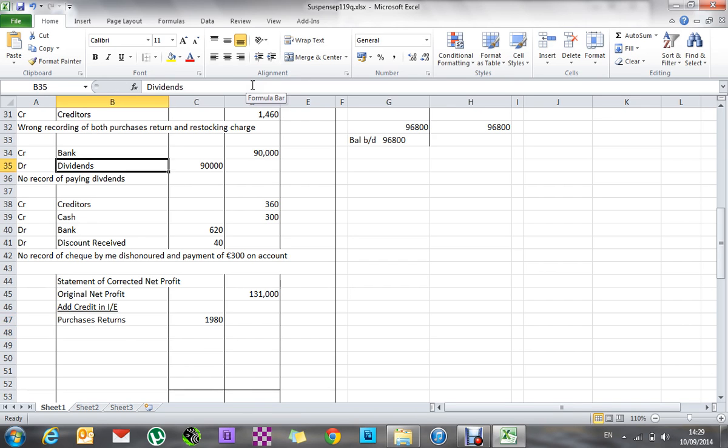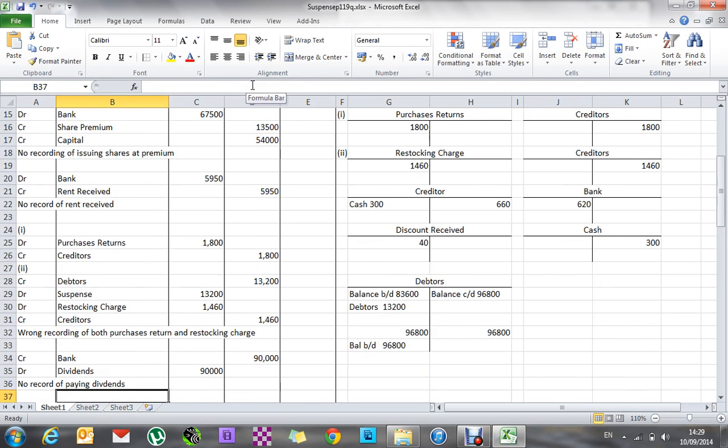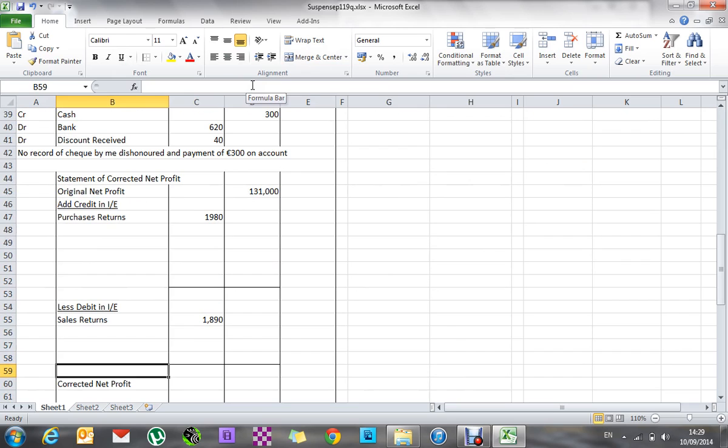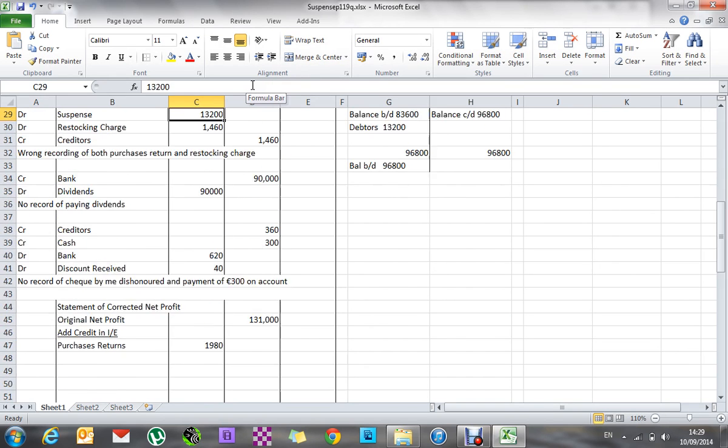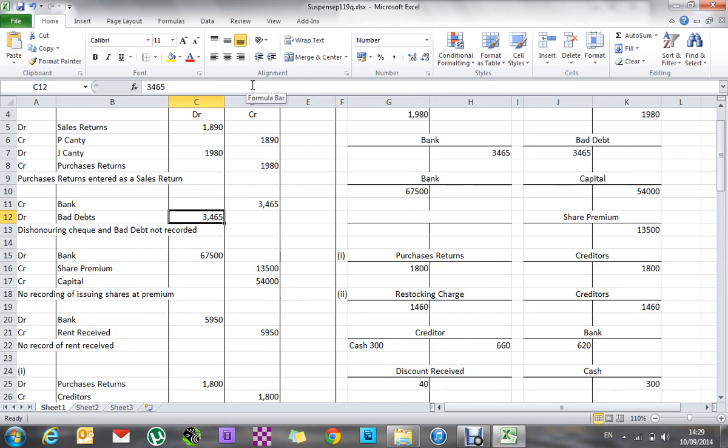Okay, next one after that. Again, I'm scrolling down, seeing is anything that's income or expense, and we have a bad debt there of 3465. It's on the debit side, so that's going to make my profit smaller. So we have bad debt 3465. Then we go back up. We've done our bad debt. I'm looking for the next one.